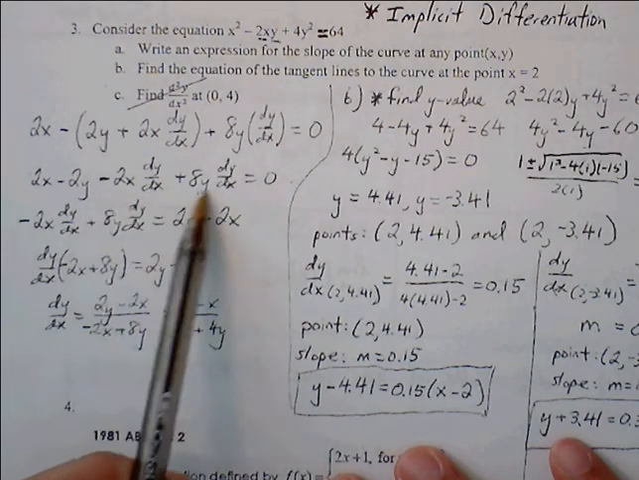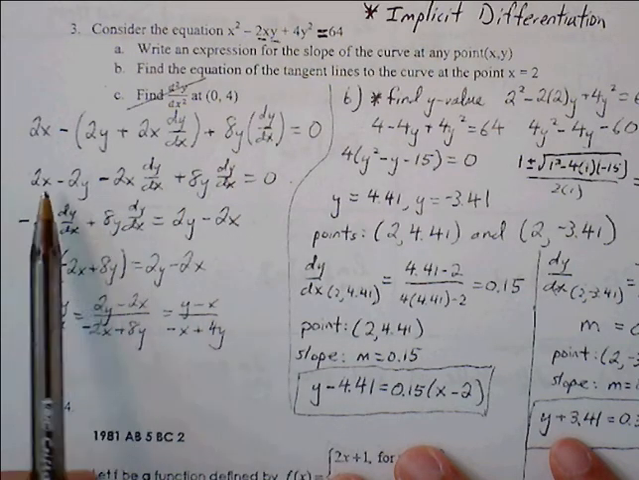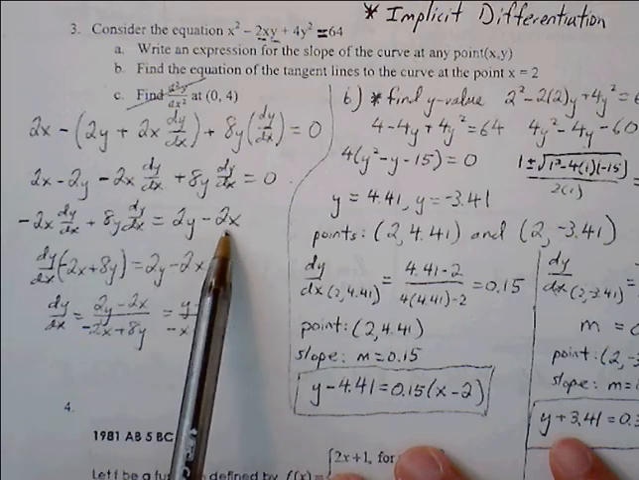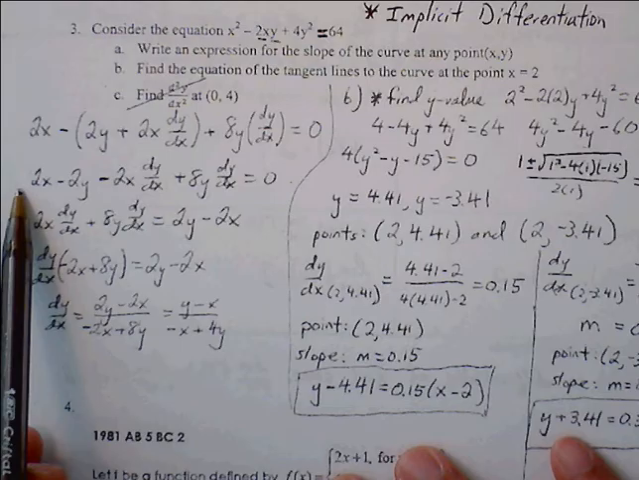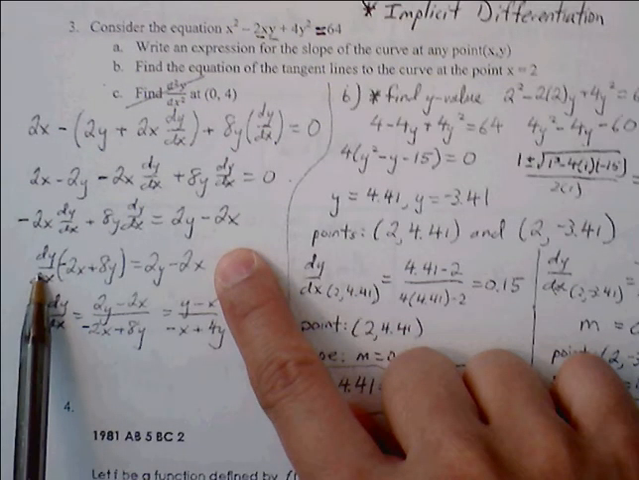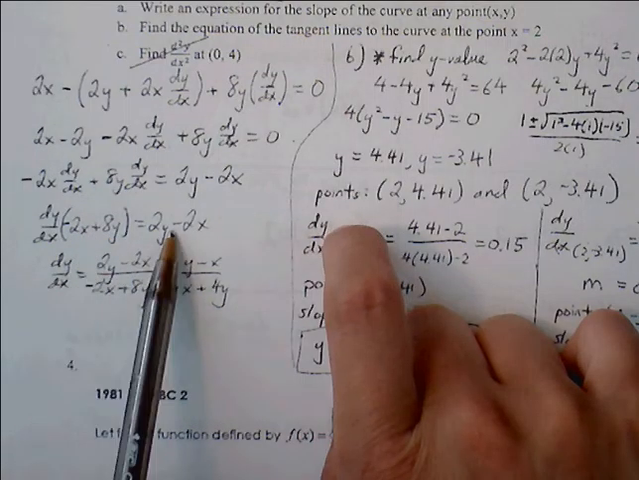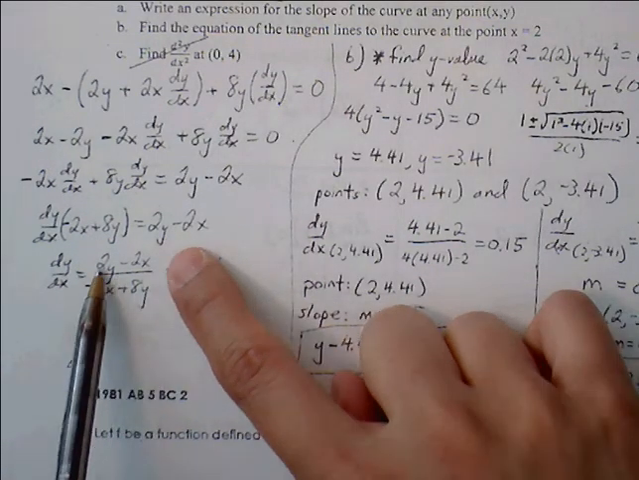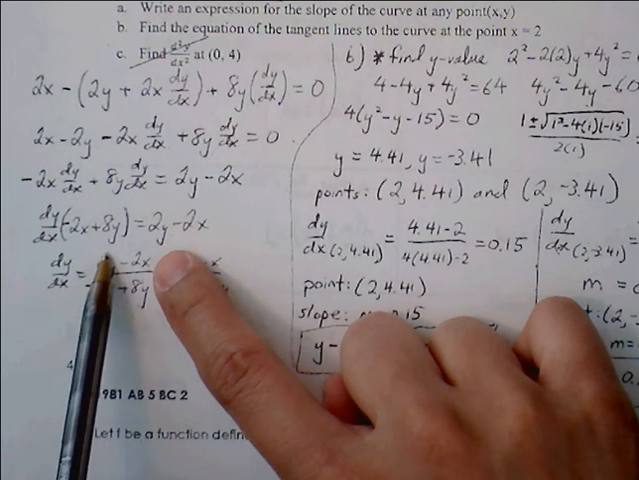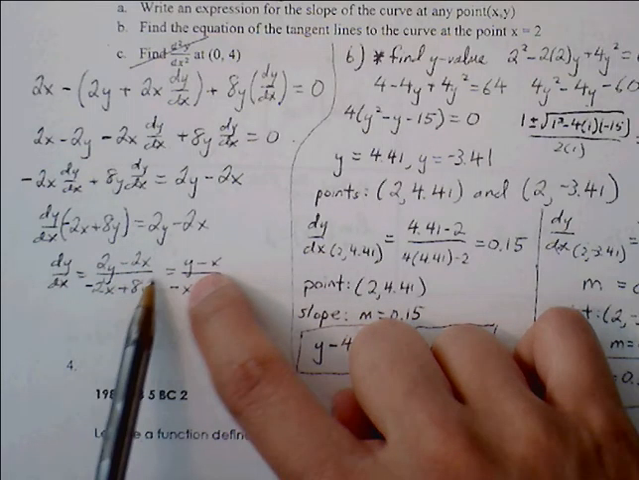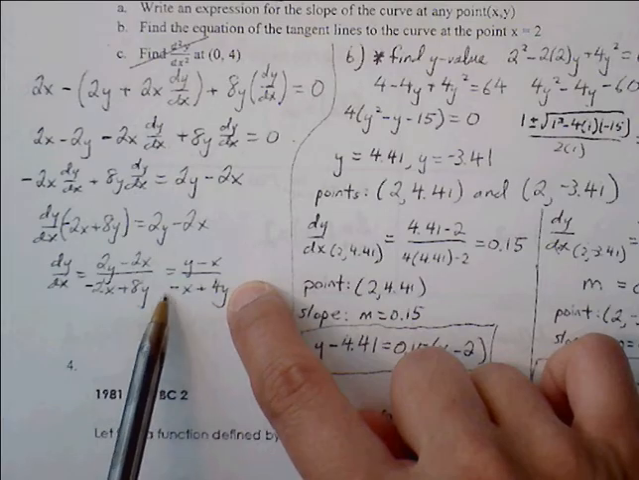I can group the terms with dy/dx together on the left side. The 2x and 2y I'll move over to the other side, making sure to change signs. So negative 2y becomes positive 2y, and 2x becomes negative 2x. Factor out the dy/dx, and we're left with negative 2x plus 8y. Divide to the other side, so I'm left with 2y minus 2x over negative 2x plus 8y. I can factor a 2 from each of the terms, and I'm left with y minus x over negative x plus 4y.